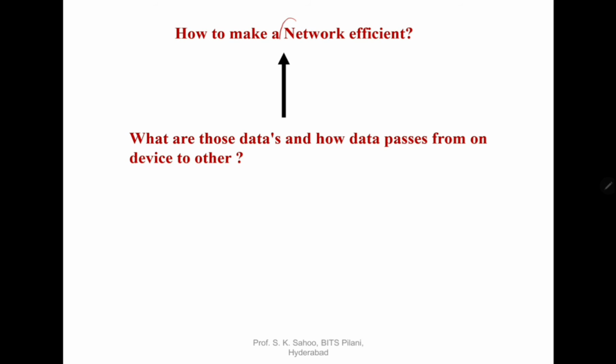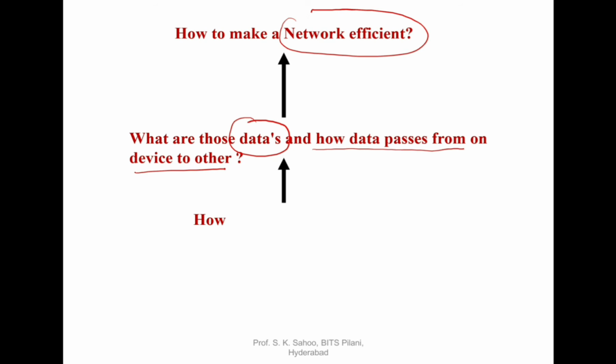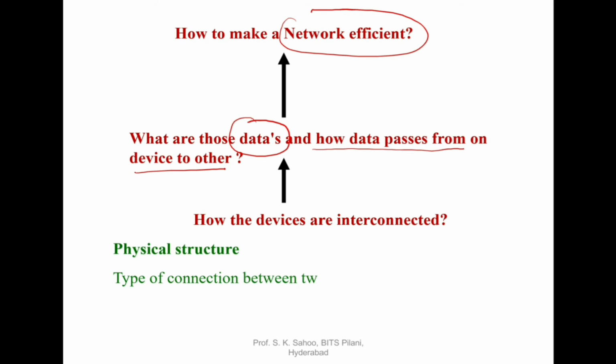Okay, we want to make the network efficient. To make the network efficient, we should know what that data is. We understood that data is basically in binary form, whether it is text, image or video. Then how these devices are interconnected, that we will be discussing. To understand that, we have to understand the physical structure. There are types of connection between two devices, network topology, and categories of network. These are the things we will be discussing.